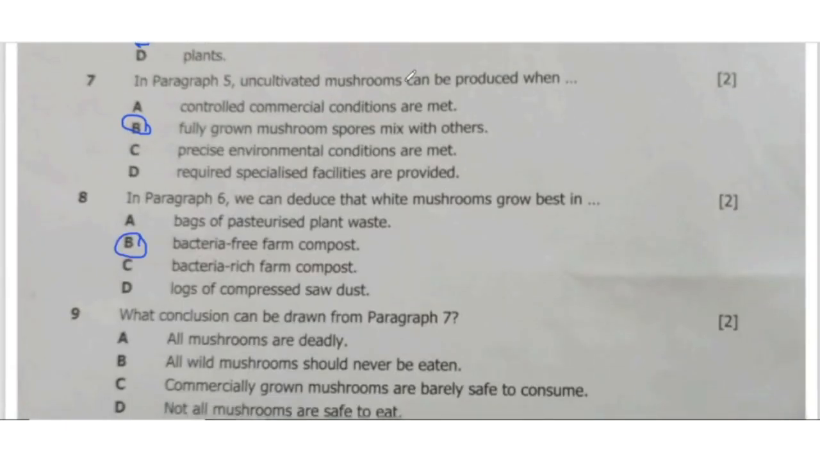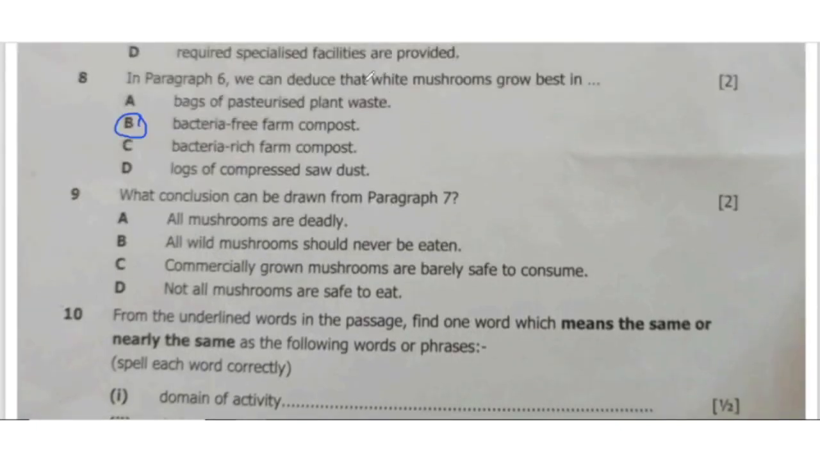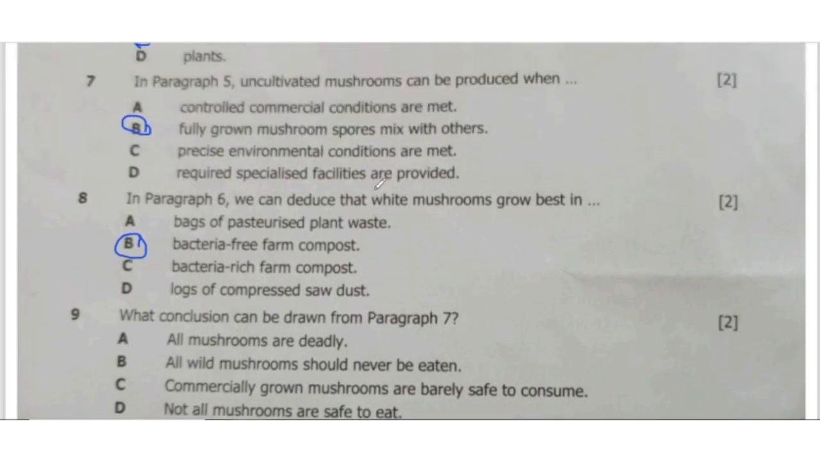What conclusion can be drawn from paragraph 7? Before we go to paragraph 7, let's go through the possible answers. A, all mushrooms are deadly. B, all wild mushrooms should never be eaten. C, commercially grown mushrooms are barely safe to consume. D, not all mushrooms are safe to eat. So the correct answer there, as you can see, is D.